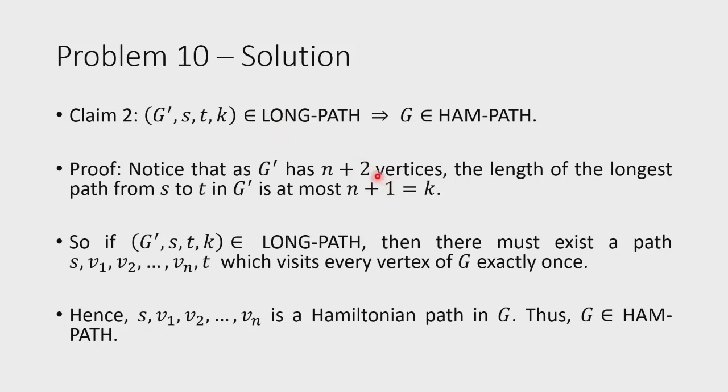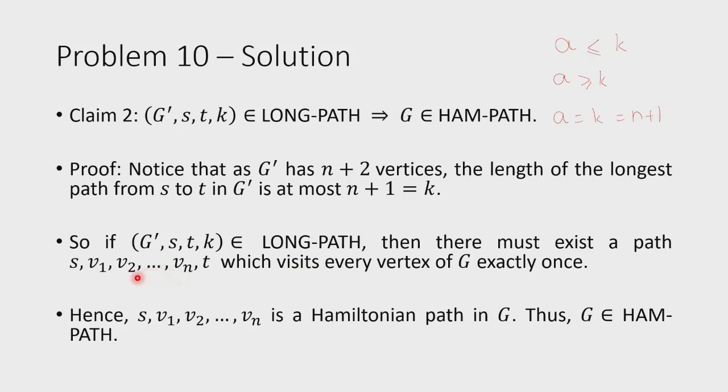So when is G prime, S, T, K in long path? When there exists a path from S to T of length at least K. But you know that every path from S to T must be of length at most K. So the length A is less than or equal to K, and greater than or equal to K. There is only one number that satisfies both conditions. Therefore A is equal to K, which is n plus 1. Because of this very nice choice of K, the length of the long path is unique.